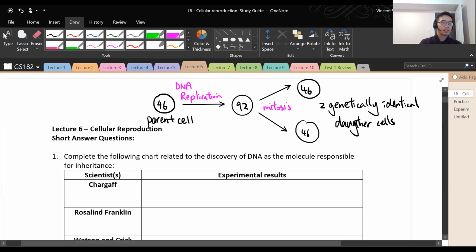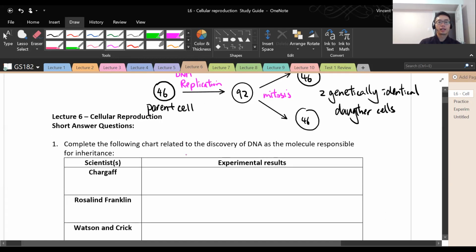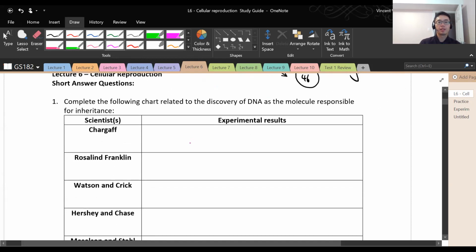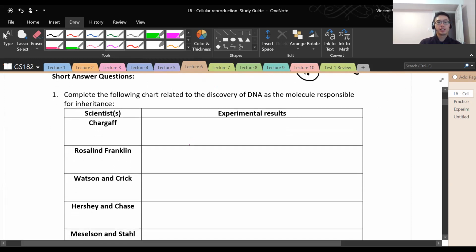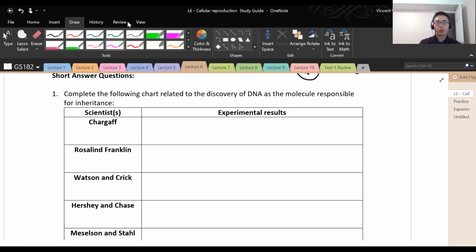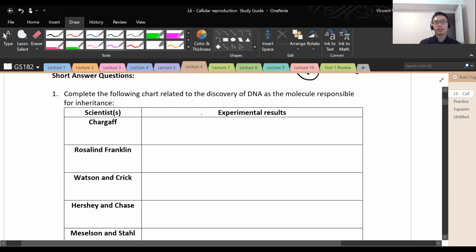DNA replication and mitosis is the focus of today's lesson. And again, I assume you have watched the recordings, and I'm just going to give you an overview, a recap of some of the key points. So first, we have a table here that has all the major key scientists who have contributed to the discovery of DNA, as well as properties of DNA, and mechanisms related to how DNA is replicated. So let's start with the first one.